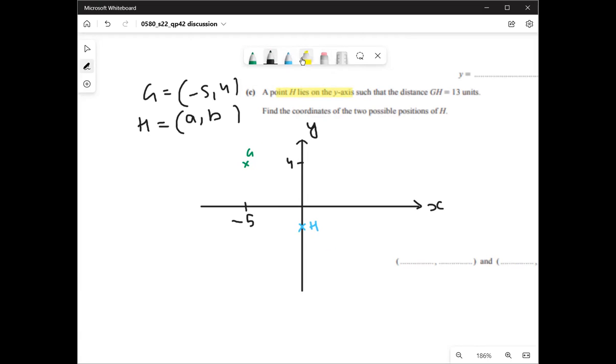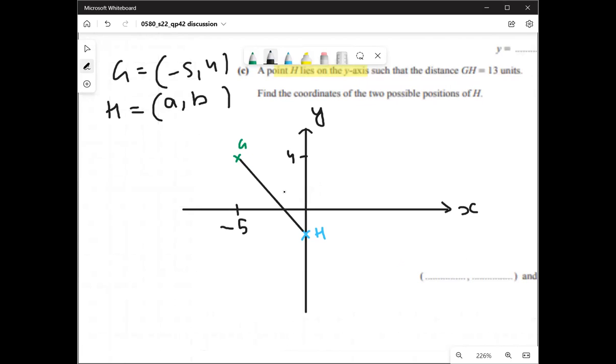Now we'll make a line between them. Let's make a line like this. Do we have to put it there, or can we put it anywhere we want? Anywhere on the graph. Anyway, let's put it somewhere else. Manvi, where should I put it? Doesn't make a difference. Now this is H. Okay, H is here. And we have a line GH, and the length of this line is 13 units.